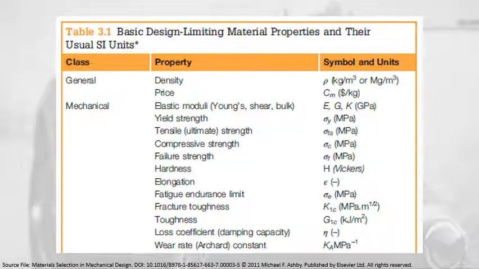In this table, we can see the basic design limiting material properties under usual SI units. We have for the class the general, mechanical, electrical, thermal. We also have the optical and the eco properties of the material, the sample properties and their symbols and units.